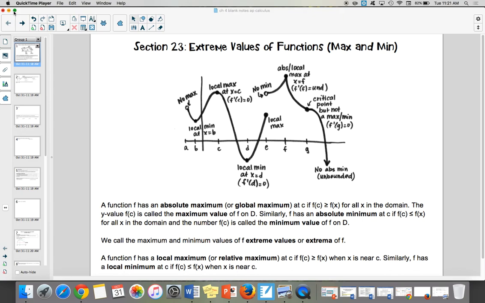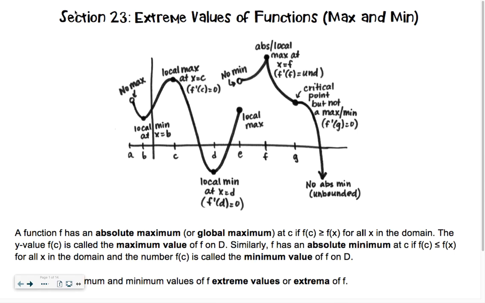On extreme values of functions. So whenever you hear extreme values, it means just the maximum and the minimum. Okay, so I have this little graph that I sketched out for you guys. And I have all the different possibilities that you could see on a graph up here. So everybody look at them.